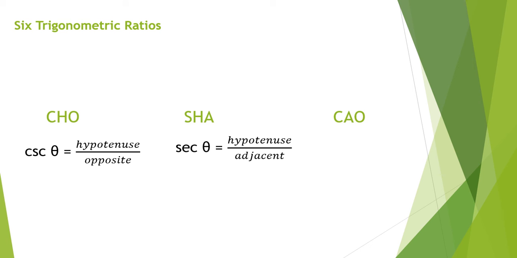S stands for secant, H for hypotenuse, and A for adjacent. While CAO means cotangent equals adjacent all over opposite. So from the word CAO, C stands for cotangent, while A stands for adjacent, and O stands for the opposite side. So there you are. You can use any of the two, whichever is convenient for you.